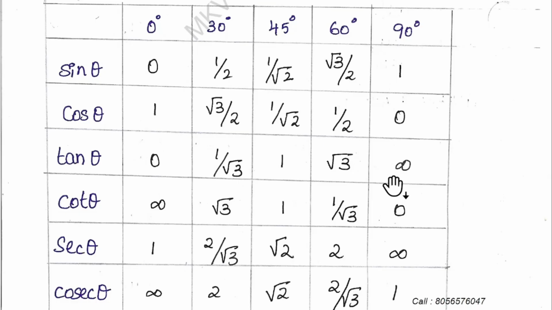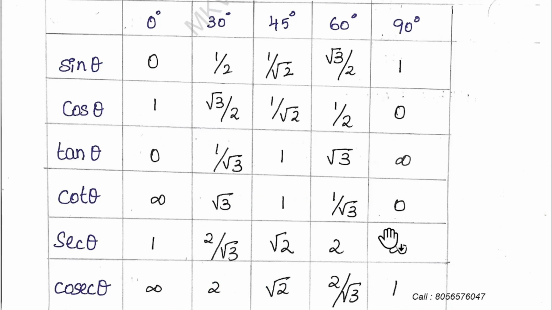And for cot theta, just go backwards. 90 degree will be the 0 degree, and 60 degree, root 3, will be the 30 degree, and 45 is 1, and 1 by root 3 is 60 degree, and here 0 will be the last, 90 degree. So sin theta, if you remember, cos theta, go backwards. Tan theta, just divide only the numerators of sin and cos, and for cot theta, go backwards from tan.